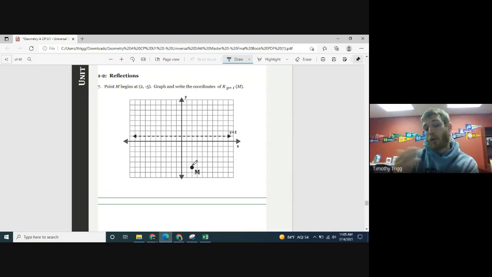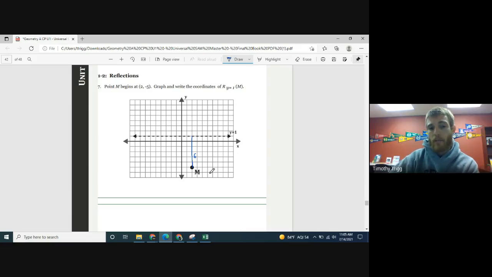So remember, when we're doing a reflection, first we want to see how far our point M is from the reflection line. So what's that distance to the reflection line? If I'm starting at point M, how far is it to the reflection line? 1, 2, 3, 4, 5, 6, a distance of 6 away. So this distance here is 6.